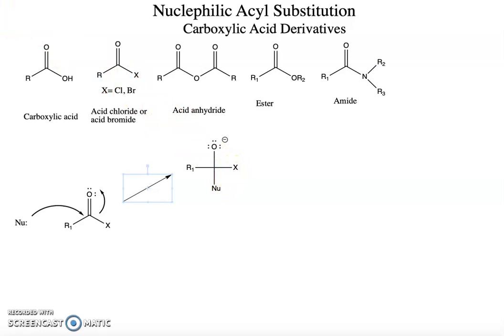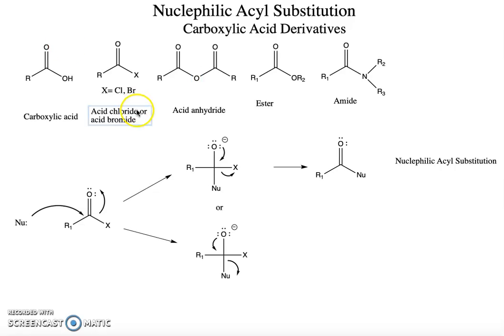So if the X group leaves, so the electrons on the oxygen come down, my X leaves, I get this product right here where the nucleophile has replaced the X. Since this is a nucleophile and it's substituted for X on my acyl group, this is the nucleophilic acyl substitution product.